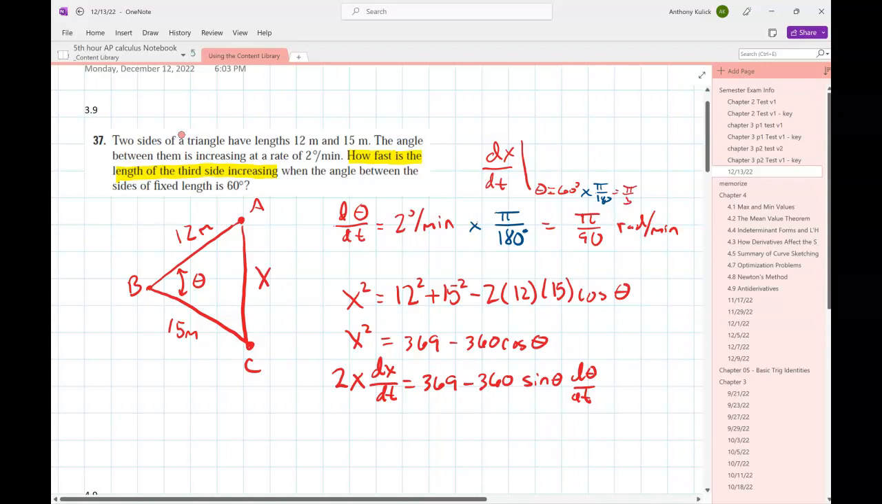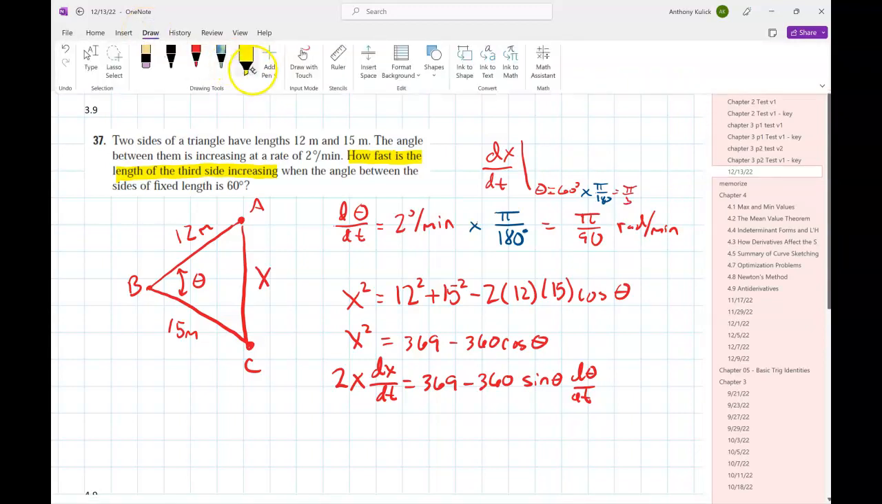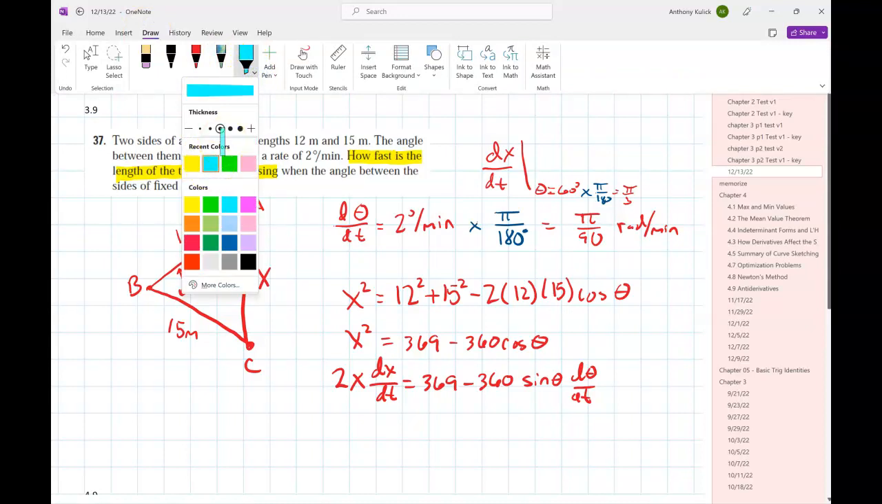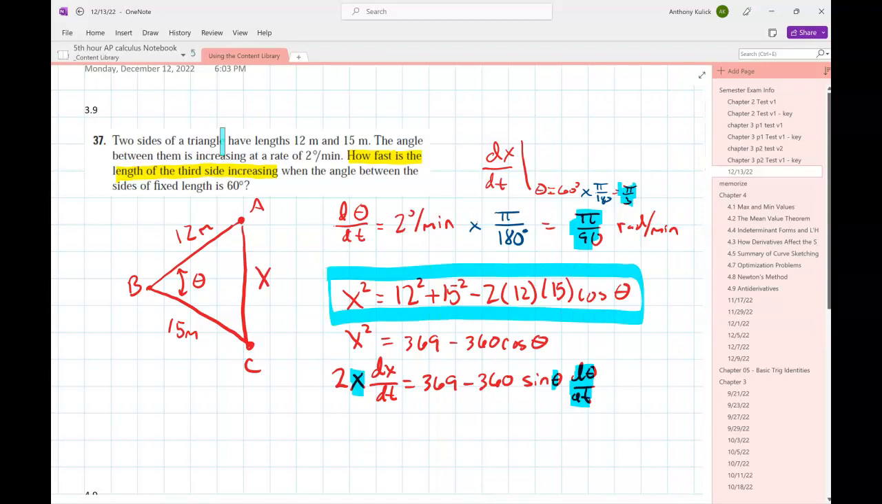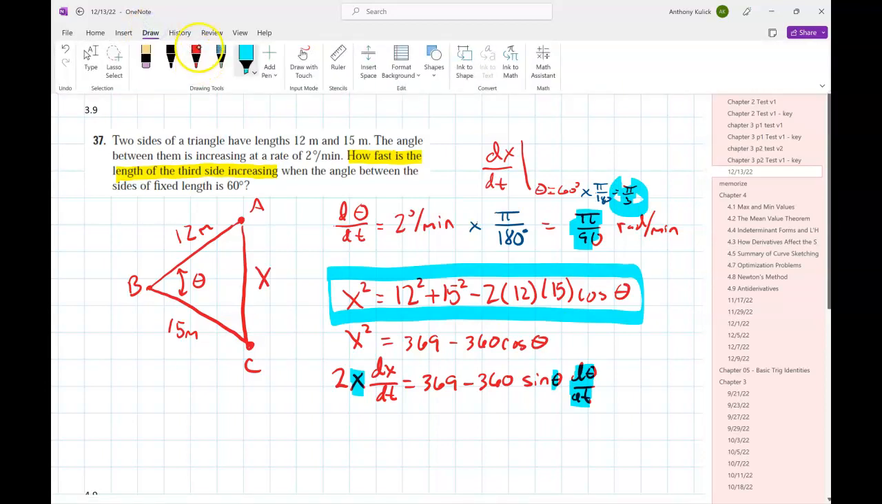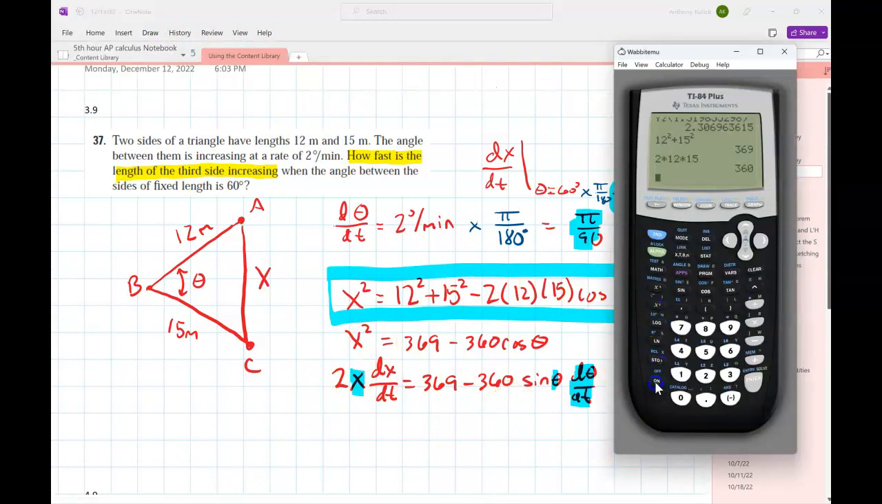Now, what do I have so far? I have d theta dt. I have theta. What I don't have yet is x. Well, how can I find x? I can use this equation to figure out what x is when theta is pi over 3. So I'm just going to type that into my calculator. And I'm going to be a little bit careful about my mode. I'm going to use radian mode since I have everything else written as radians.